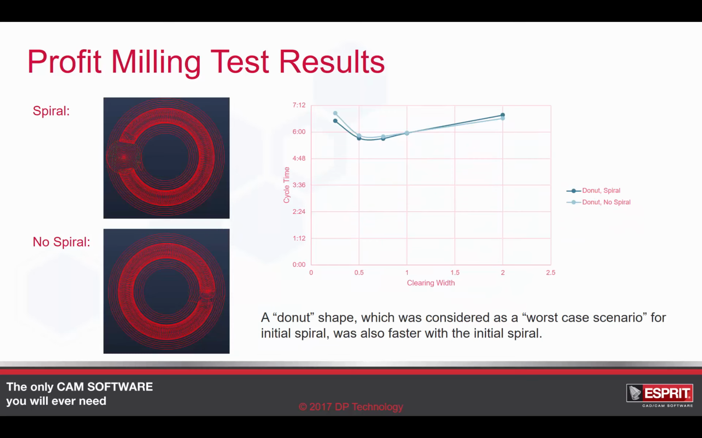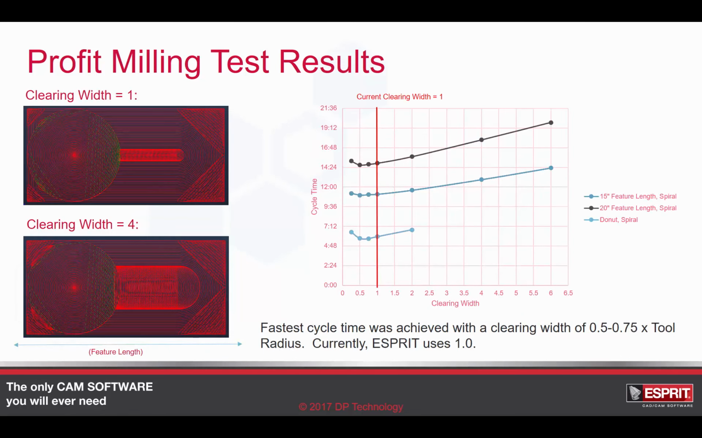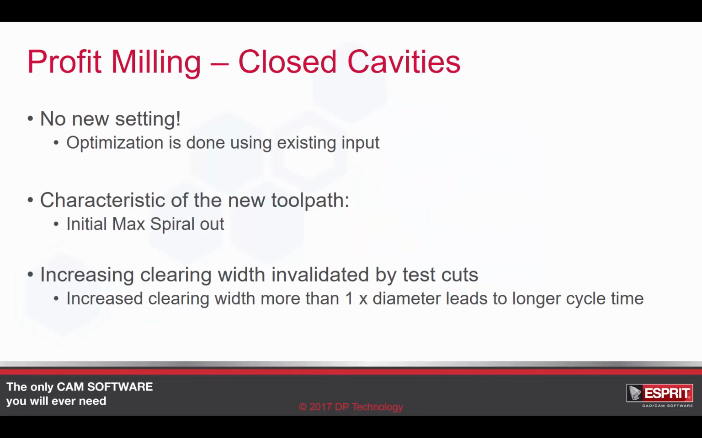So even in a worst case scenario where you have a donut shaped cut, the initial spiral toolpath with the new profit milling resulted in an increase in productivity. During the test, we discovered that the fastest cycle time was achieved with a clearing width of 0.5 to 0.75 of the tool radius. So on this slide, we summarize some of our findings from our test cuts.